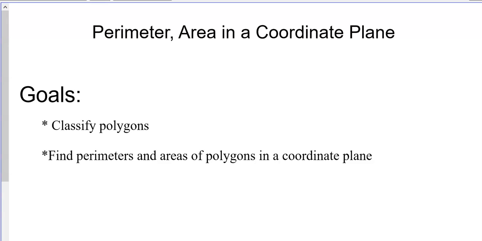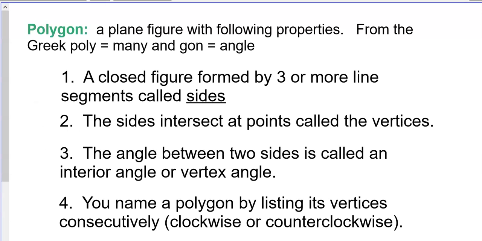Today we are talking about perimeter and area in a coordinate plane. But before we do this, we actually need to talk about polygons. All right, the definition of a polygon is a plane figure with the following properties.